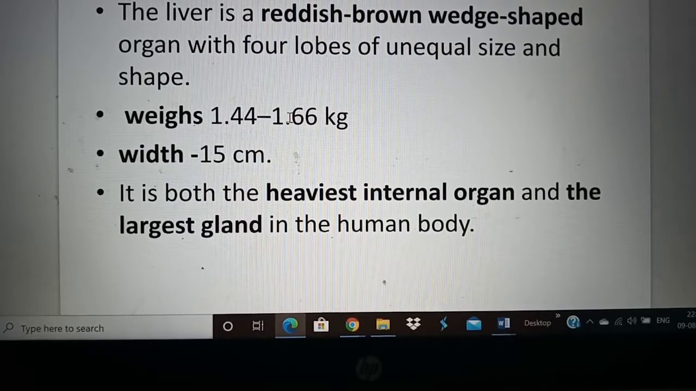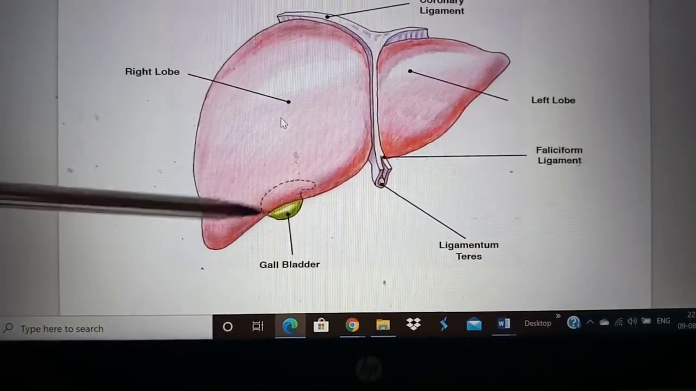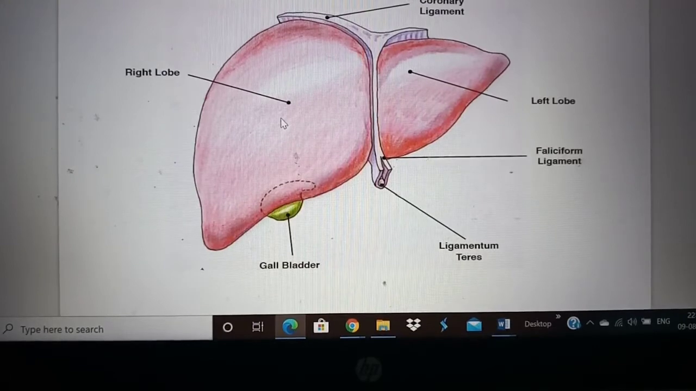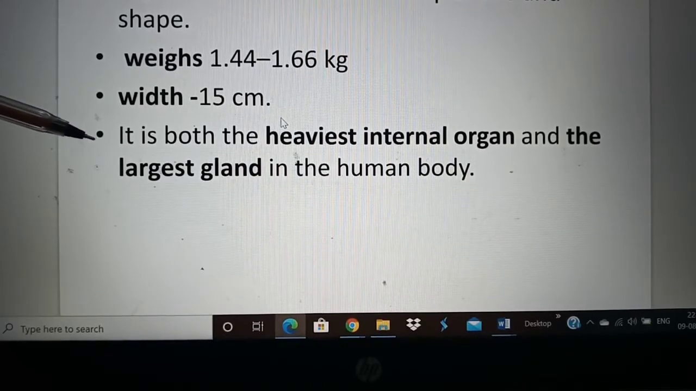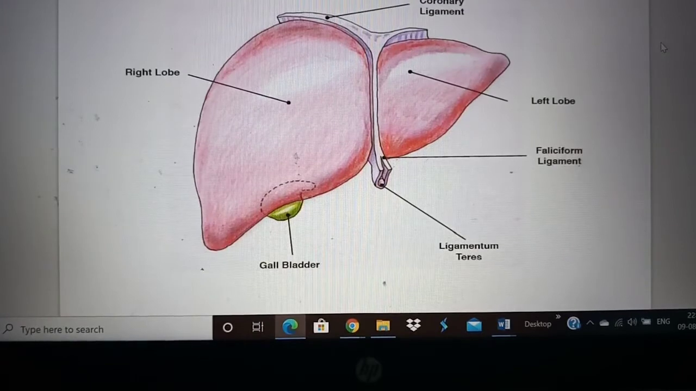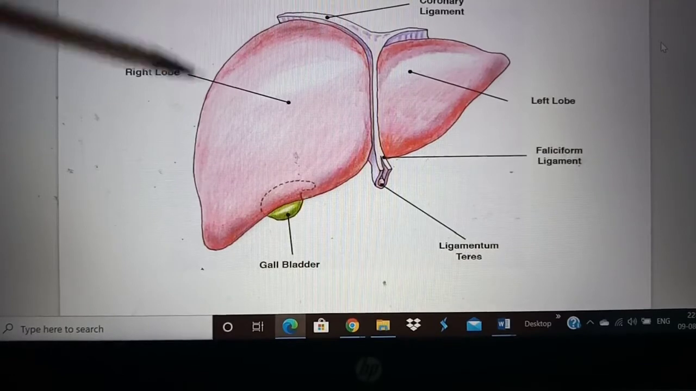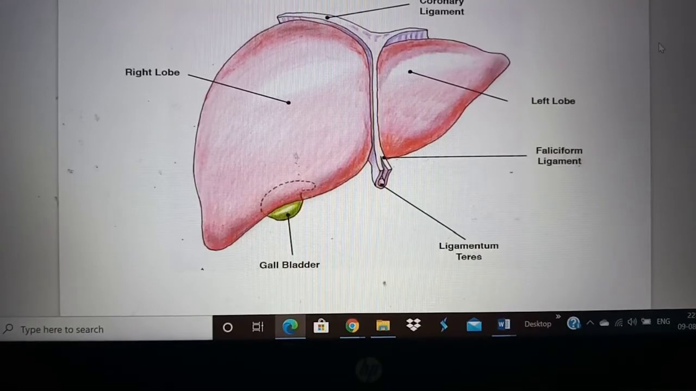The liver is the heaviest gland of the body. It is a reddish-brown, wedge-shaped organ with 4 lobes of unequal size and shape. It weighs around 1.44 to 1.66 kg. Width is around 15 centimeters. As I told you, it is both the heaviest internal organ and the largest gland in the human body. And as I told you, you find the gallbladder, which is a pear-shaped sac. It is also located in the depression of the posterior surface of the liver.